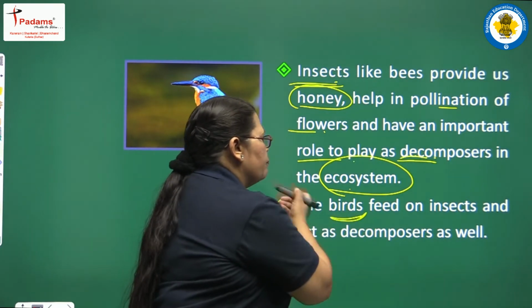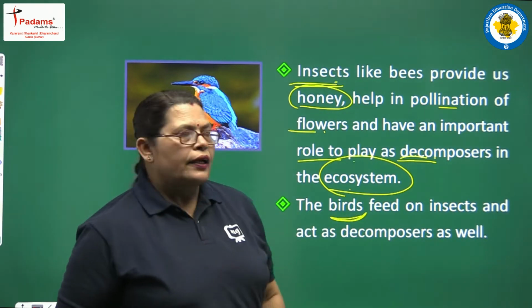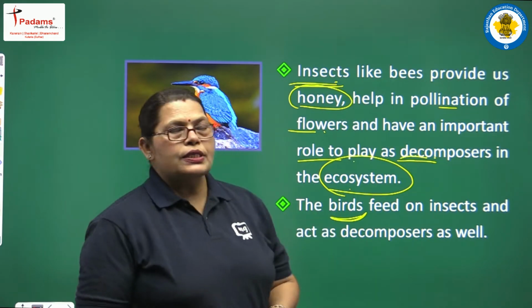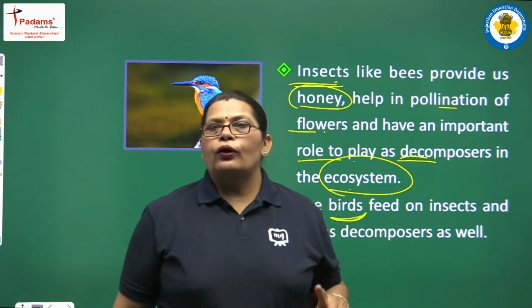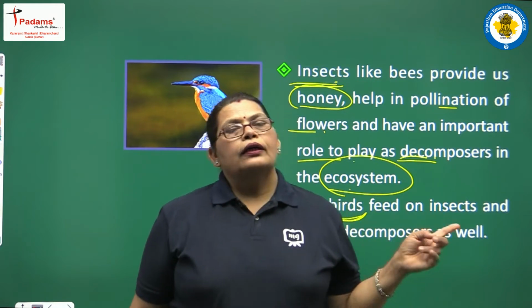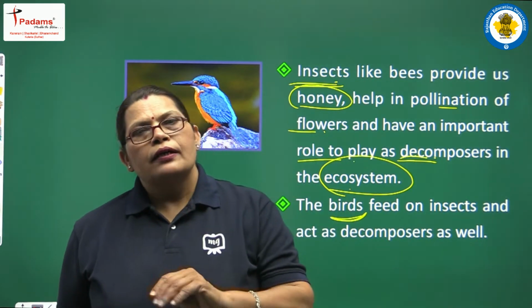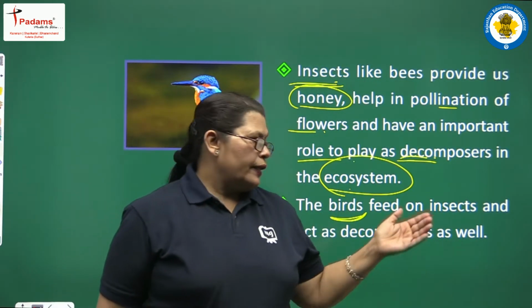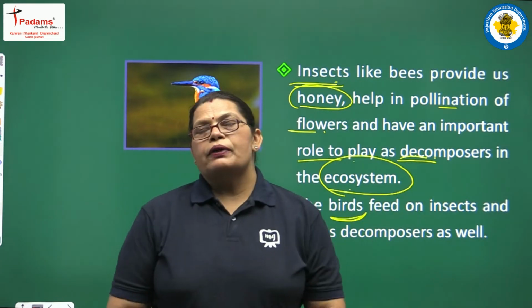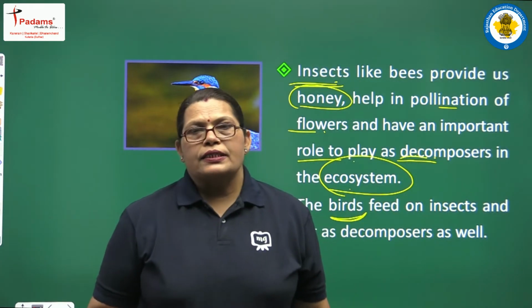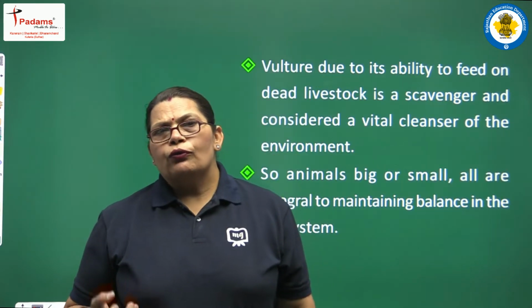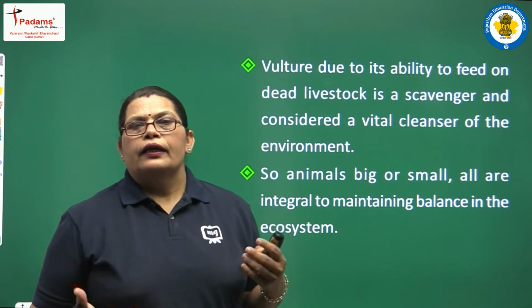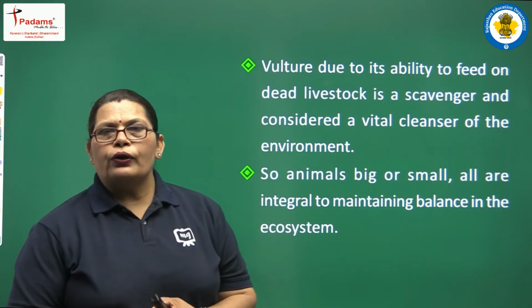See, the birds feed on insects and act as decomposers as well. How do these birds? These birds feed on insects. What is the food of birds? Different types of foods are there, but you know these birds also eat insects. So this one is a decomposer also. So what is another thing in the wildlife resources that is important for all of us?